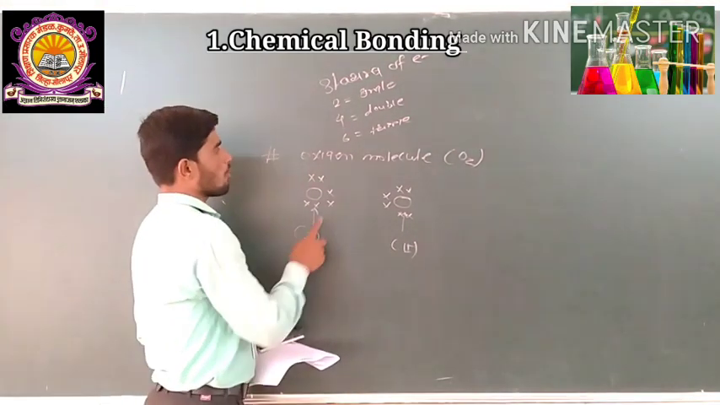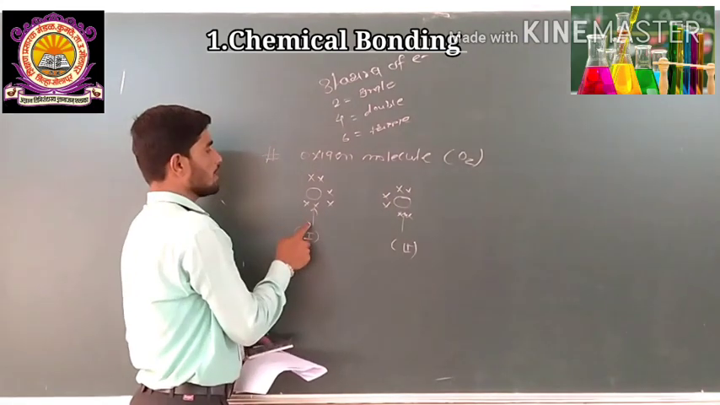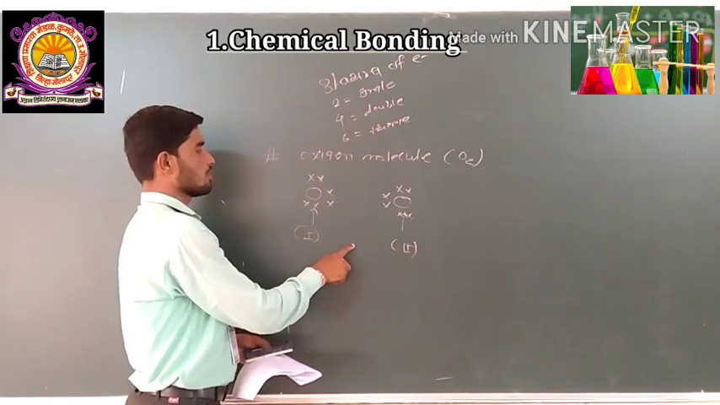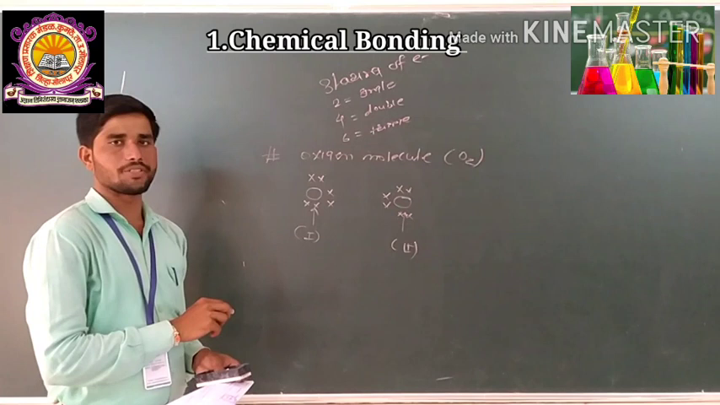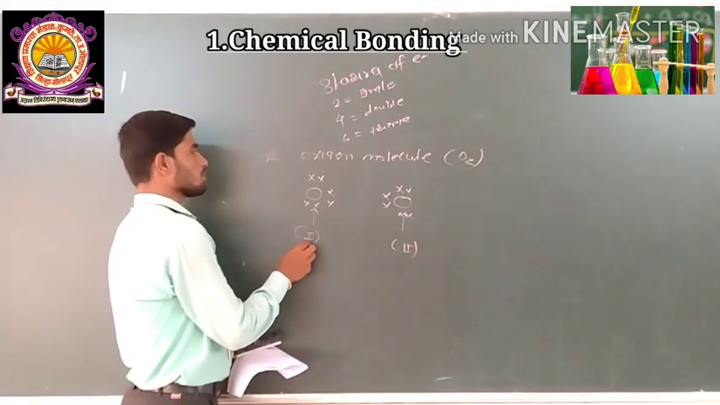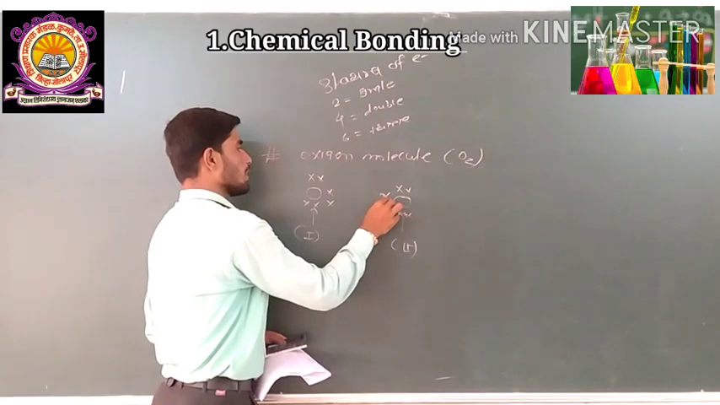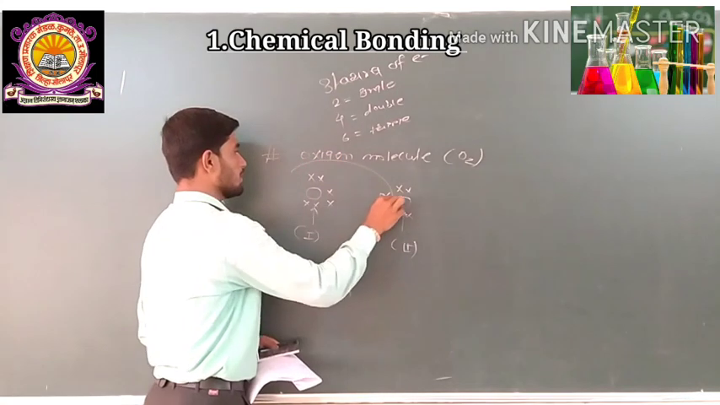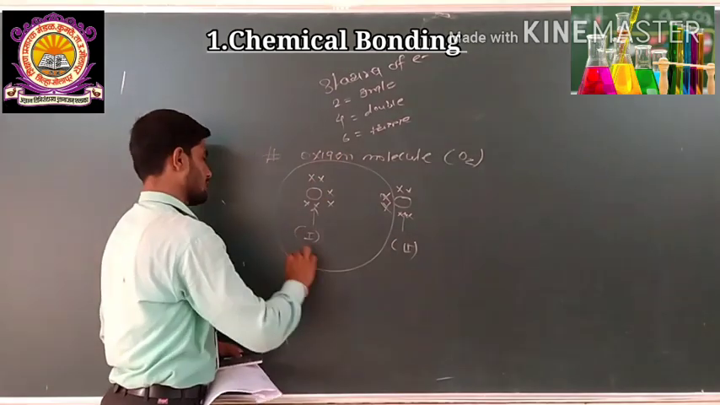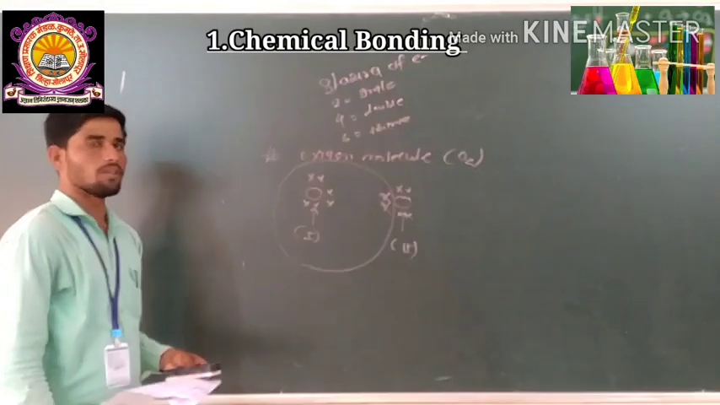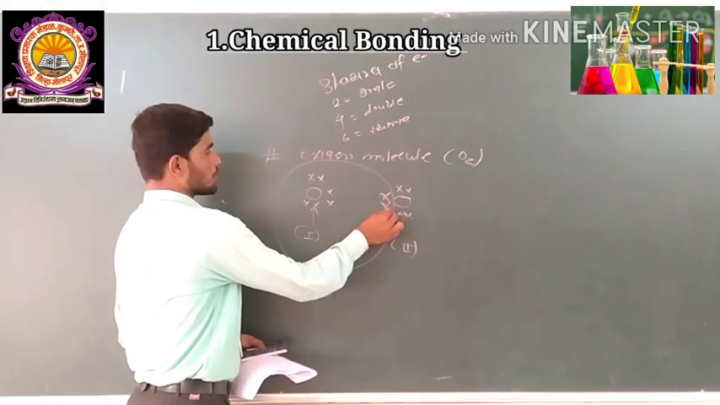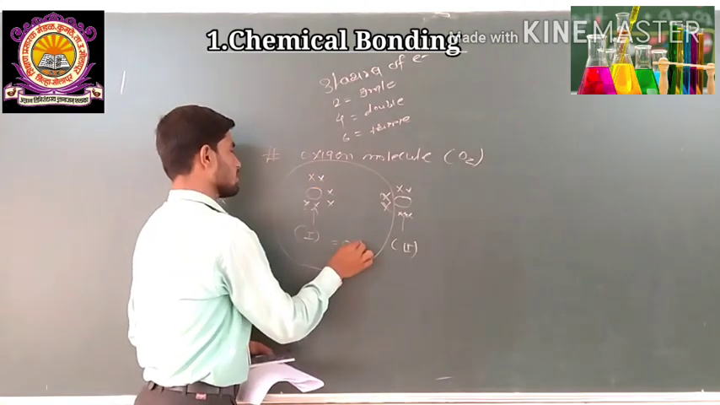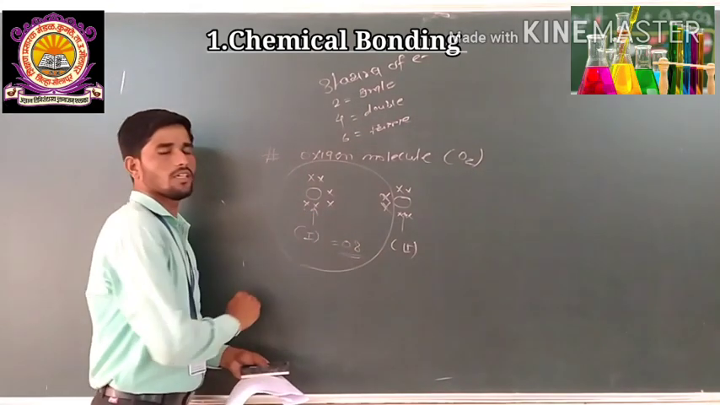During the formation of the oxygen molecule, what happens? In the outermost orbit of the first atom there are 6 electrons, therefore its octet is not completed. So this first oxygen atom takes 2 electrons from the second oxygen atom and can complete its octet. Now let me count: 1, 2, 3, 4, 5, 6, 7, 8. It means the octet of the first atom will be completed.